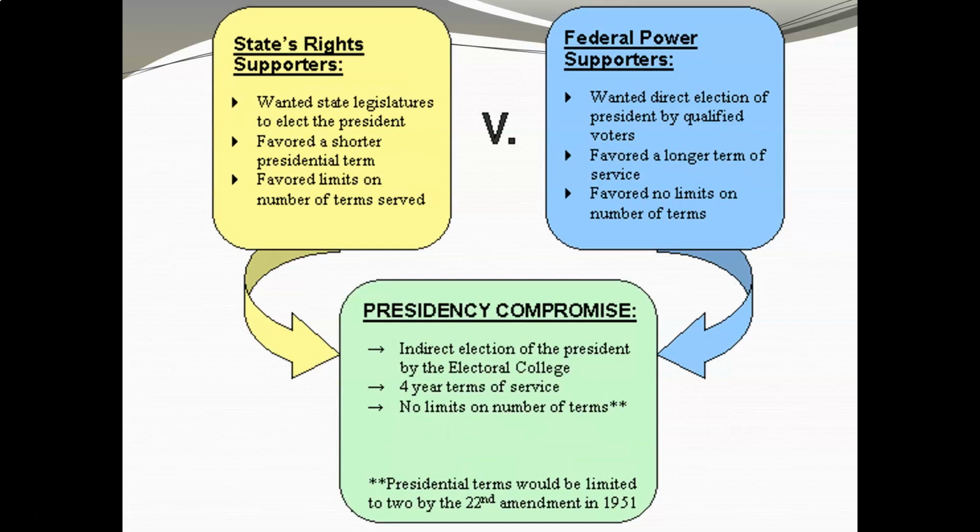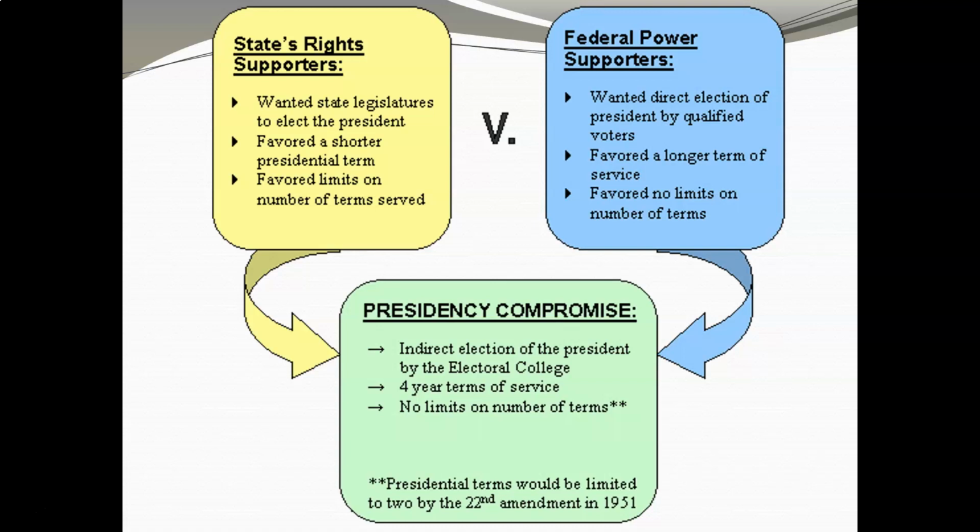Then we're going to come to the presidential compromise, and this is how they decided to finally elect a president, which was through indirect election through the Electoral College system, which we still have today. 4-year terms of service, and there were no limits to terms of service. So you could continue to serve as president for as long as you wanted, as long as you kept getting reelected.